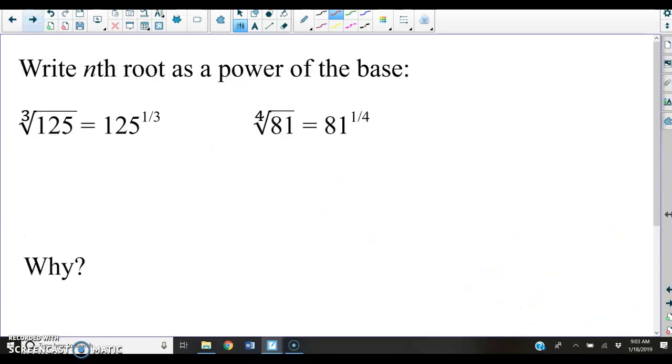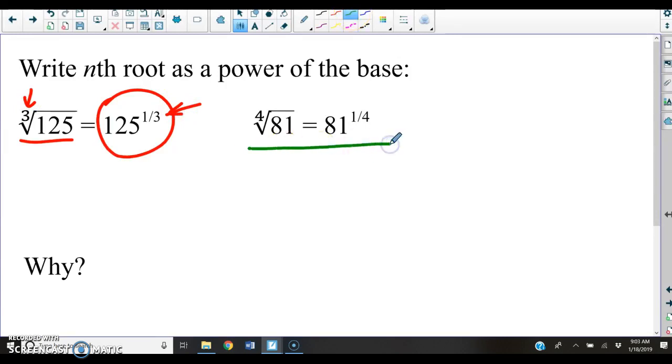Okay. So if we're going to write these as a power of the base, the cube root of 125 would simply be 125 to the 1/3. The root index goes in the denominator. So my next example, the 4th root of 81 would be written as 81 to the 1/4.